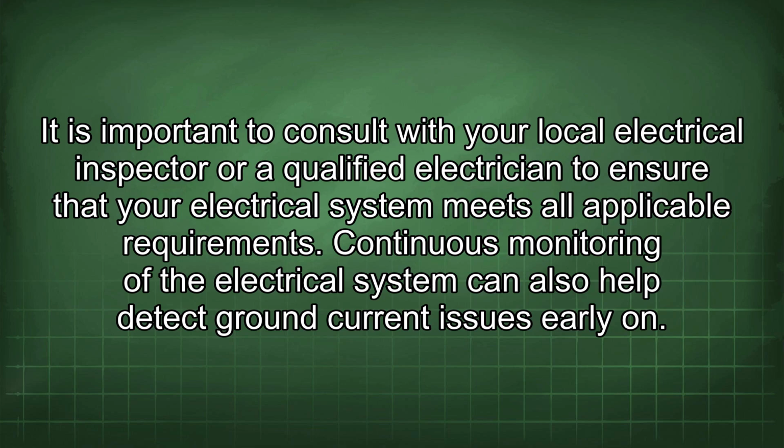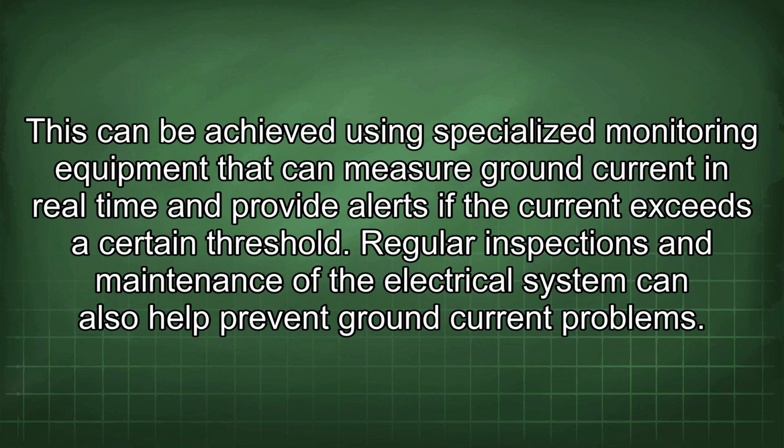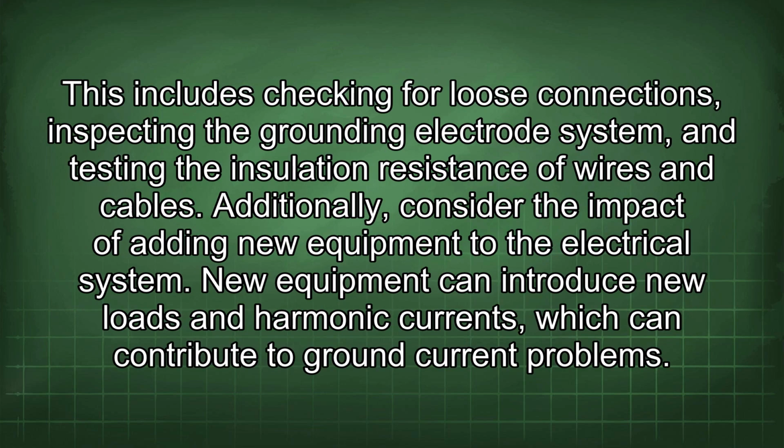Continuous monitoring of the electrical system can also help detect ground current issues early on. This can be achieved using specialized monitoring equipment that can measure ground current in real time and provide alerts if the current exceeds a certain threshold. Regular inspections and maintenance of the electrical system can also help prevent ground current problems. This includes checking for loose connections, inspecting the grounding electrode system, and testing the insulation resistance of wires and cables.